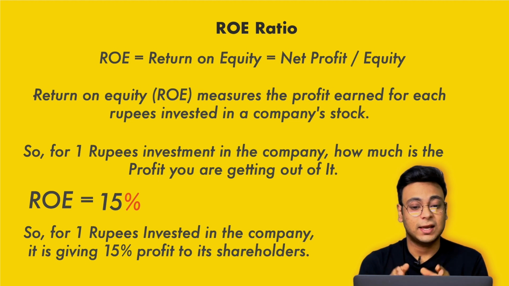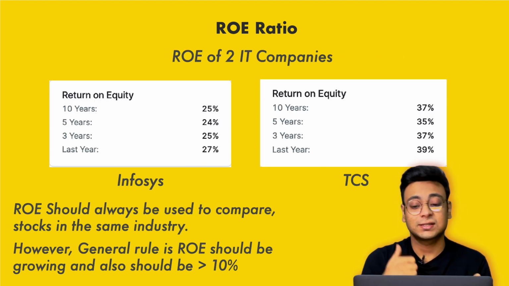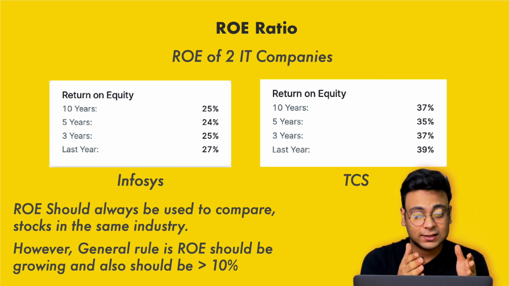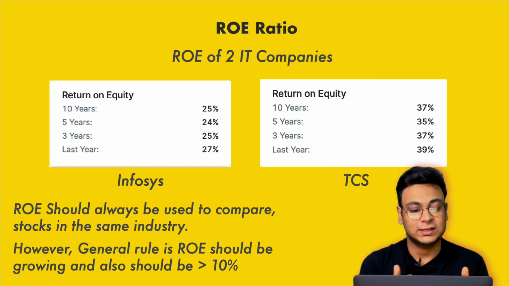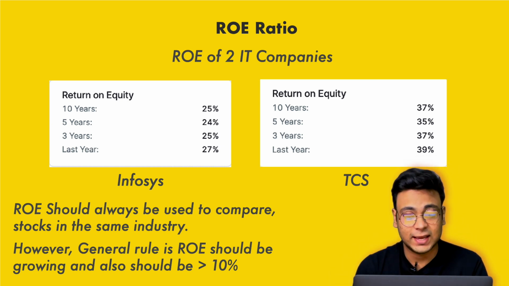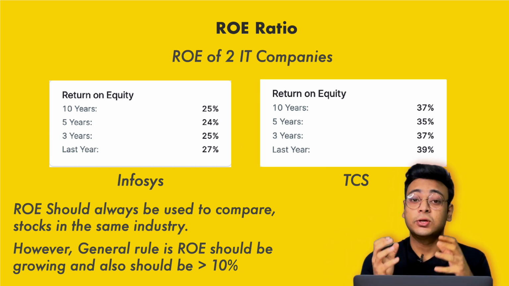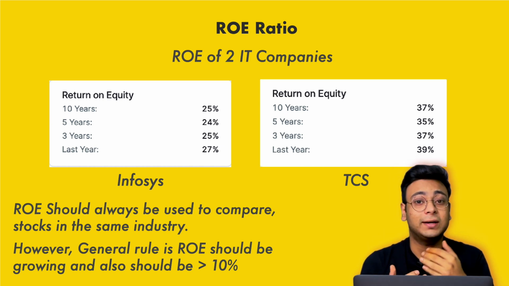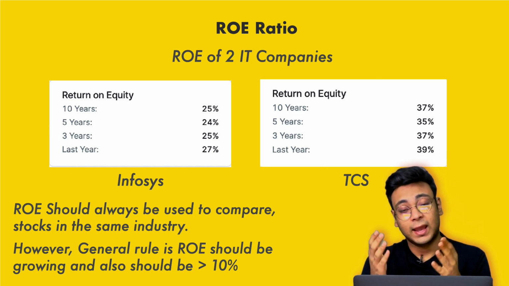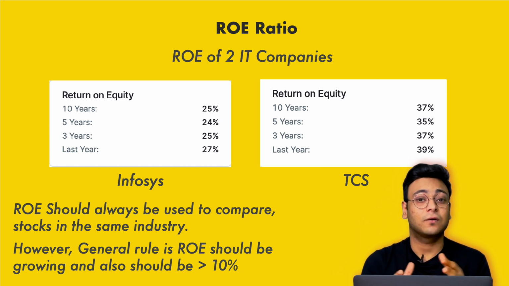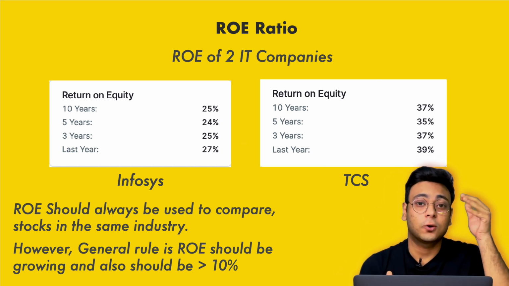Here on the screen, you will see that we have 2 IT companies. One is Infosys, another one is TCS. Now here you can see that the return on equity of Infosys in the last 3 years cumulative was 25%, whereas on TCS it has been 37%. So just on the basis of return on equity, you are getting more return on TCS for each rupee invested in terms of profit. And that is why it is obvious, we always see in the stock market that TCS is one of those companies which is always at all-time high.